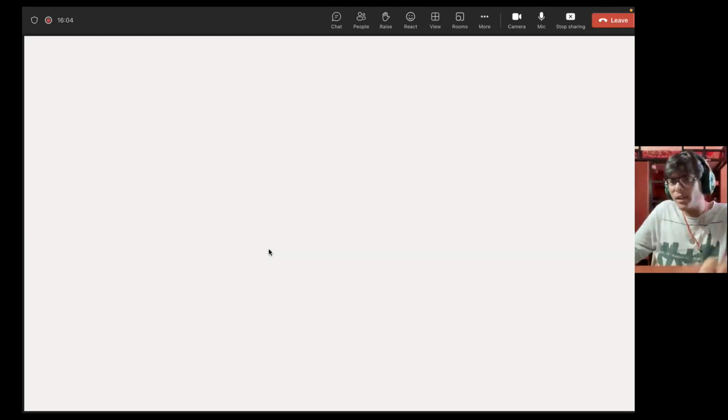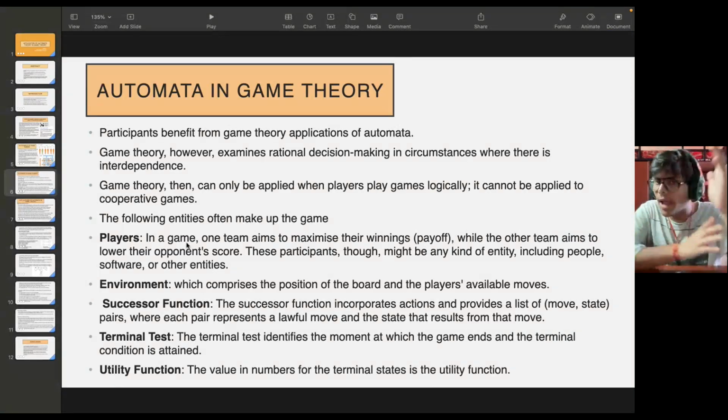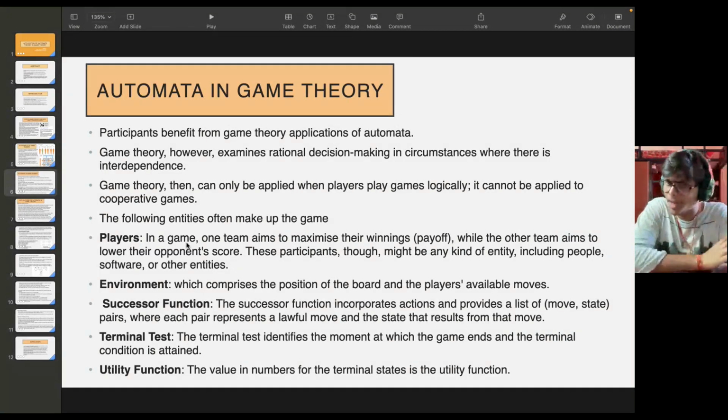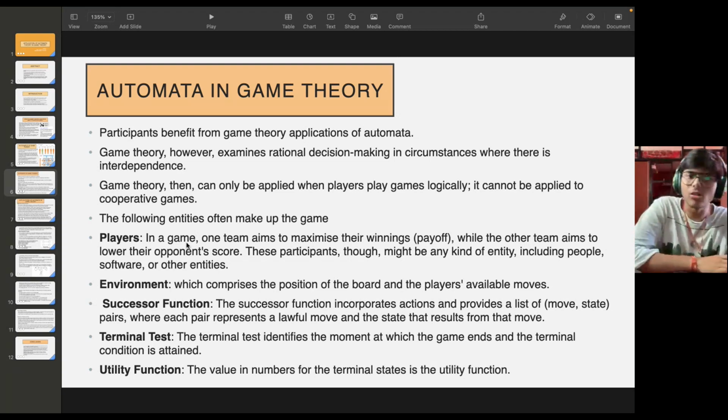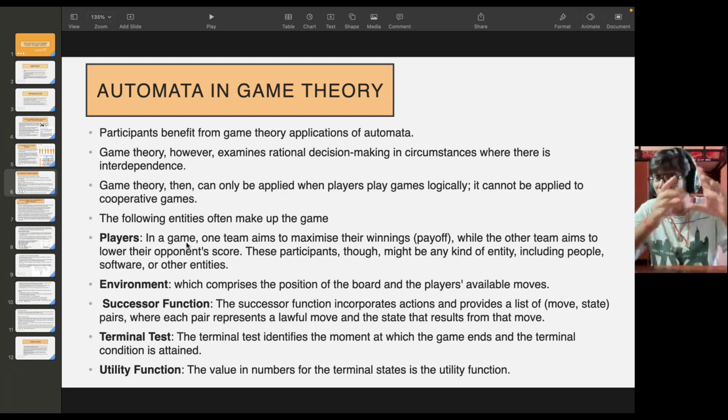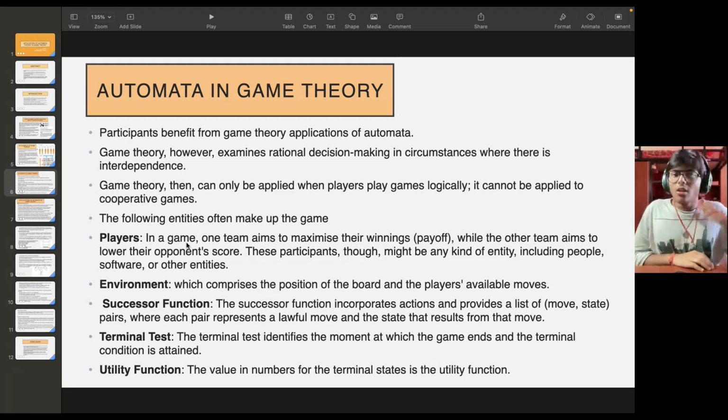Player. What does a player do in a game? One team aims to maximize their winnings, that is payoff, while the other team aims to lower their opponent's score. And these participants might be any kind of entity, including people, software, or other entities, right? Next, environment. Environment is very important, like we saw. What does the environment do? It comprises the position of the board and the player's available moves.